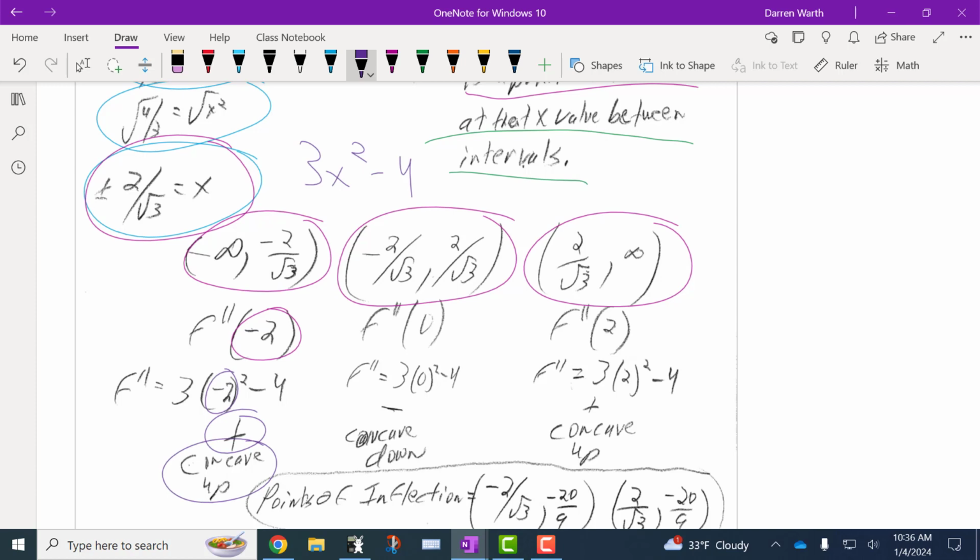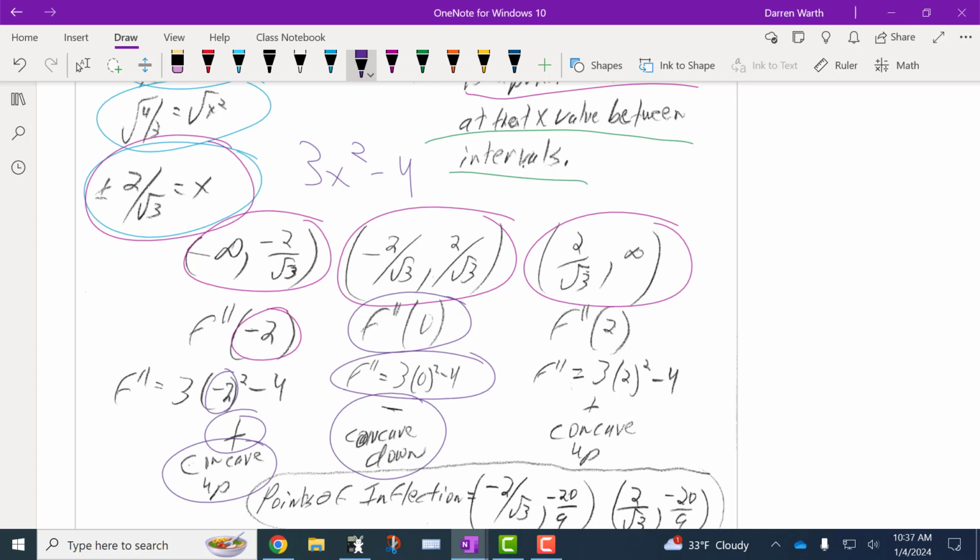So substituting in a value between negative 2 over the square root of 3 and 2 over the square root of 3, I'm going to substitute in 0. So substituting in 0, I get 0 squared, which is 0. 0 times 3 is 0. 0 minus 4 is going to be negative 4. So that's negative, so that's going to be concave down.